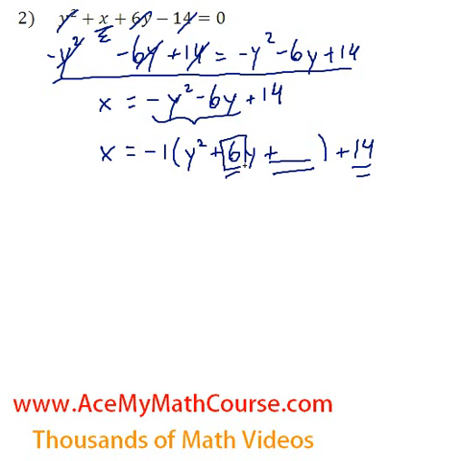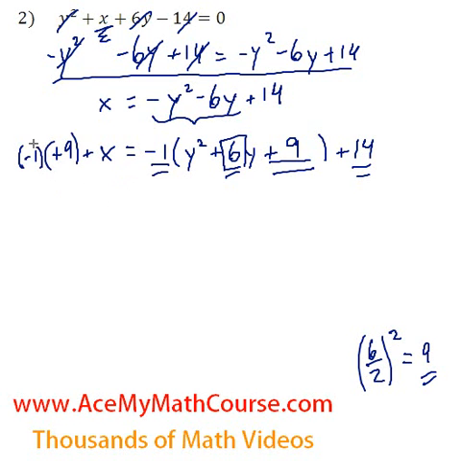Well, we're going to take the 6, divide it by 2, and square it. 6 divided by 2 is 3. 3 squared is 9. So I'm going to add a 9, and I will add another 9 on the other side of the equation. But that 9, I'll have to multiply by negative 1 to balance things out. So negative 1 times 9 is just negative 9.